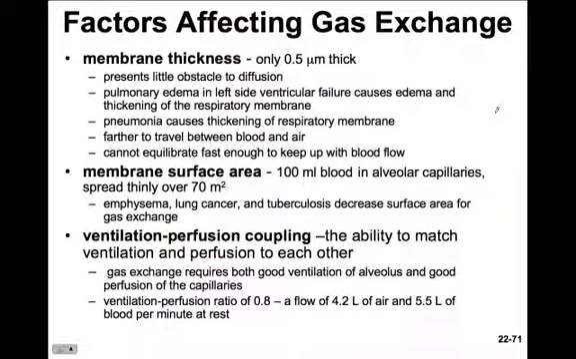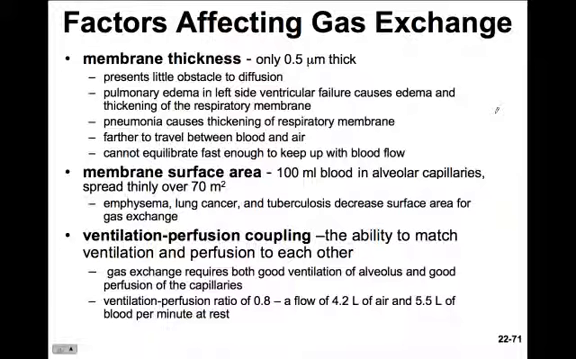Pneumonia also causes thickening of respiratory membranes. There's less efficient gas exchange because the gases have much farther to travel between the blood and the air, and they cannot equilibrate fast enough to keep up with the blood flow. That 0.25 seconds, it takes a lot longer to go across a thicker membrane.